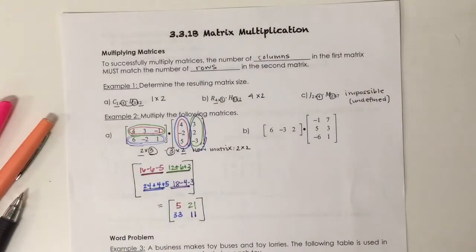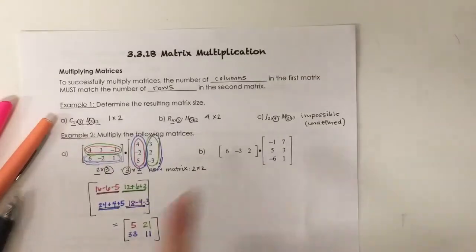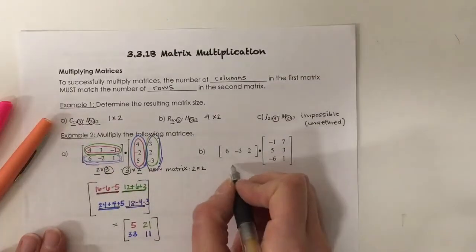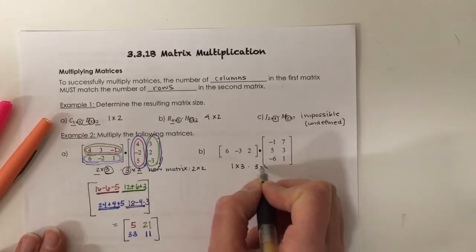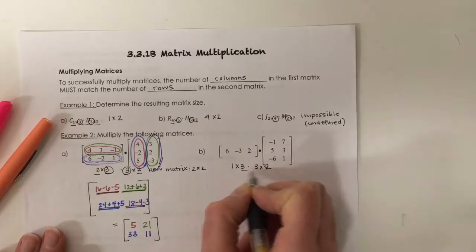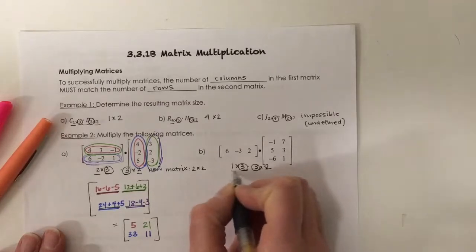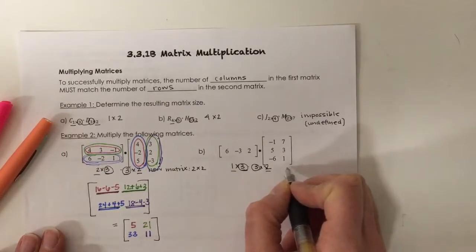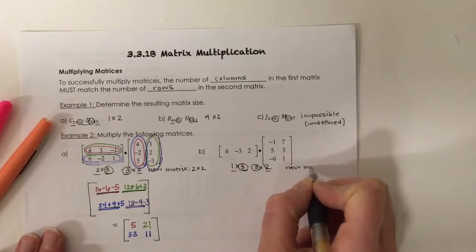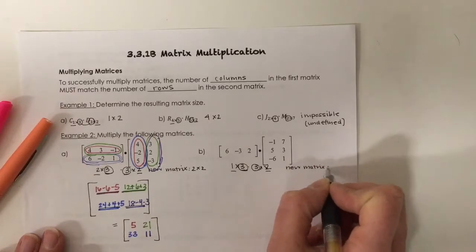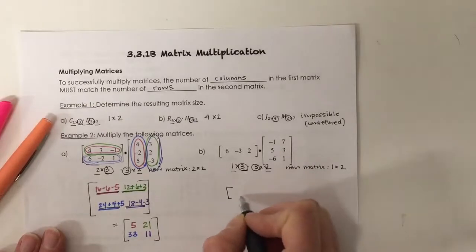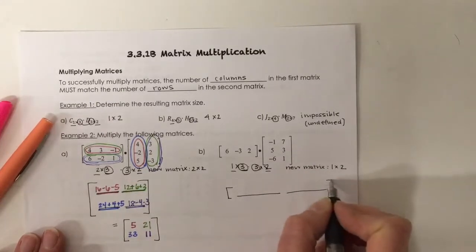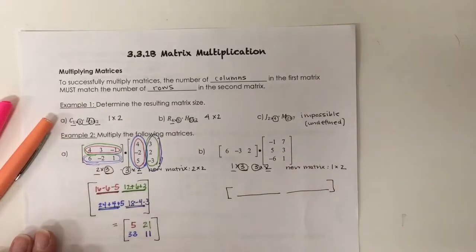Okay, so let's try it with the next one. As we look at B, this one is a 1 by 3 times a 3 by 2. So the middle two numbers match. We're left with a 1 by 2 matrix. So this one will be long, but it will have 2 columns, so something like that.